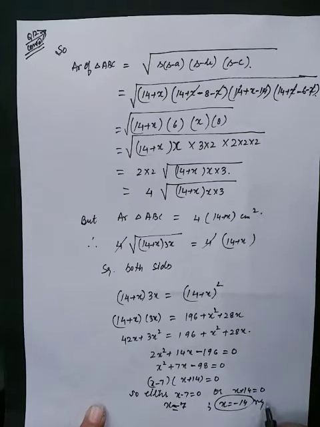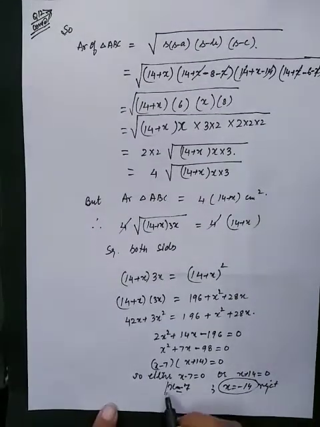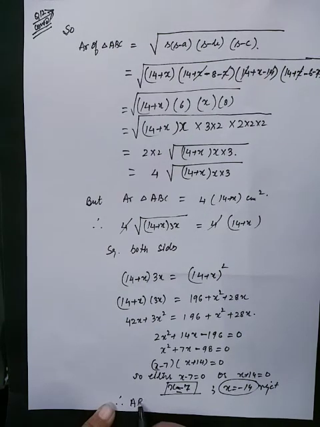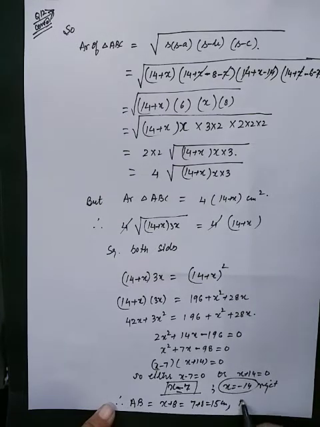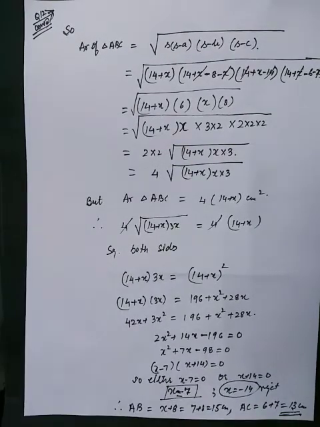So we will reject x is equal to minus 14 because lengths are never negative. So finally x is equal to 7. So therefore AB will be x plus 8 is equal to 7 plus 8 is equal to 15 centimeter. And AC will be 6 plus 7 is equal to 13 centimeter. So the remaining two sides of the triangle are 15 centimeter and 13 centimeter.